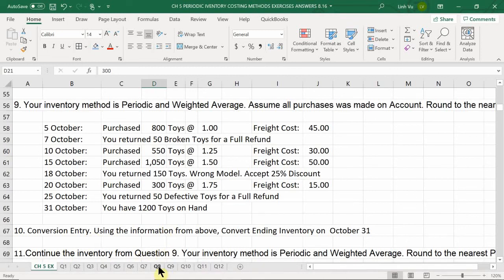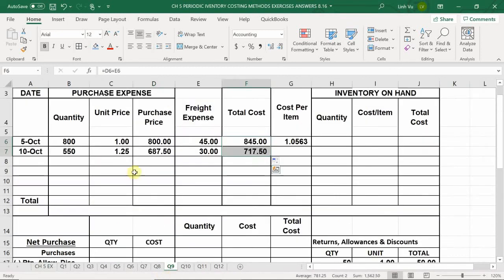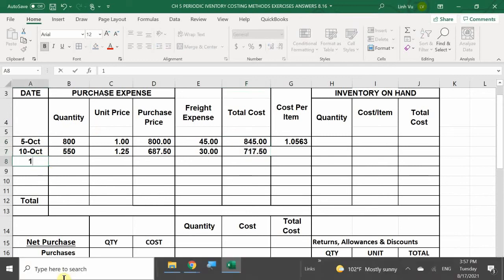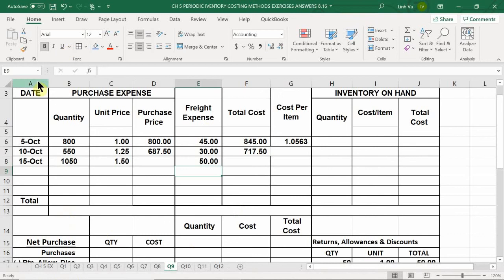So what is this, 1015? Okay. 1015. We purchase 1,050 at $1.50 with a freight of 50. So in this case, what is my total purchase price here? $15.75 plus 50.